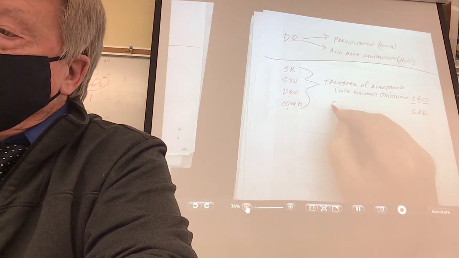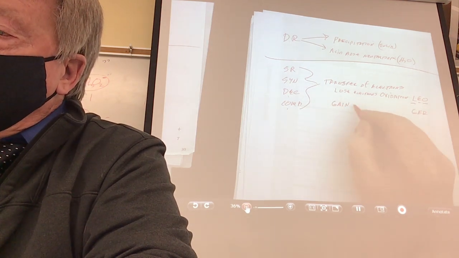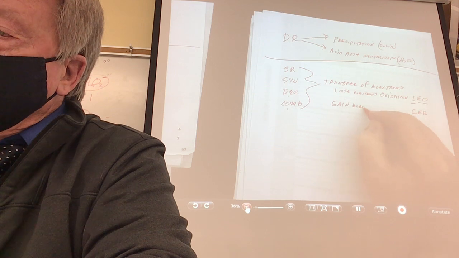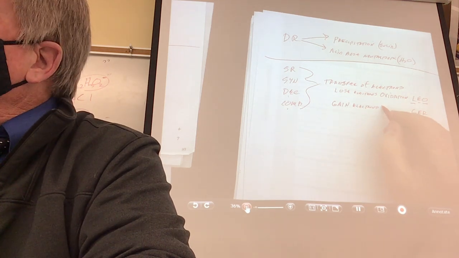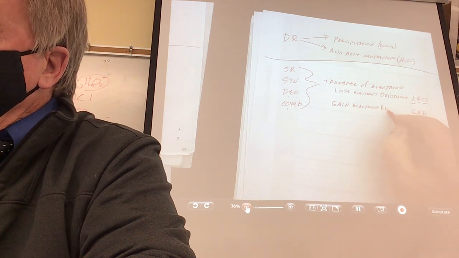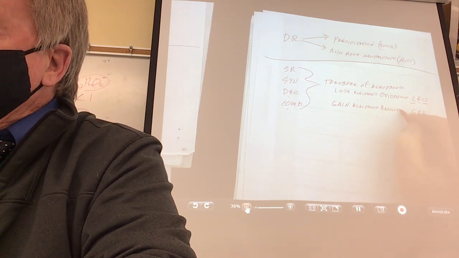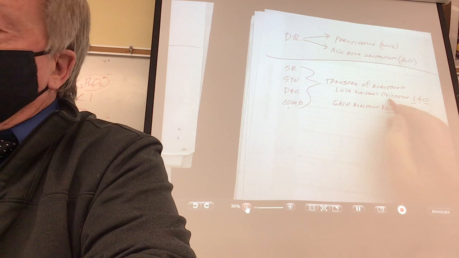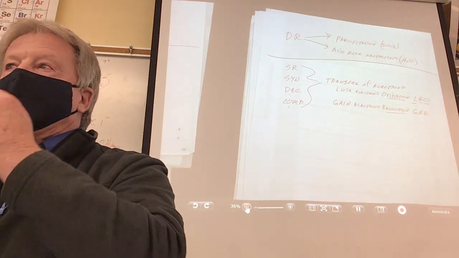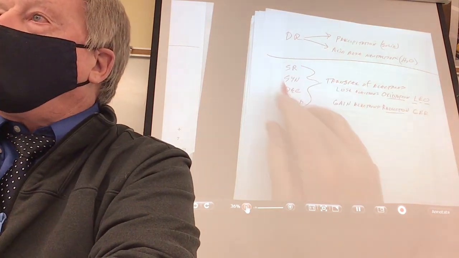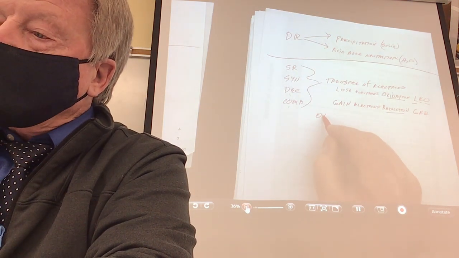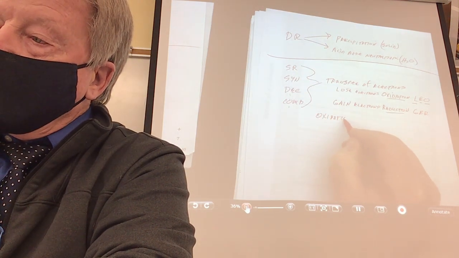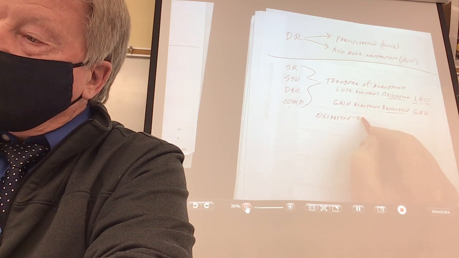And what's the other one? If you gain electrons, then what? Anybody know that word? Everybody did any reading? Reduced or reduction. So here's your two new vocabulary words, oxidation, reduction. And as a matter of fact, what do they call these four kinds? They're called oxidation reduction reactions.